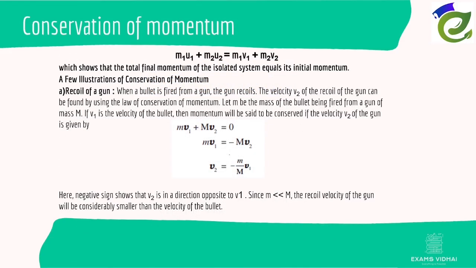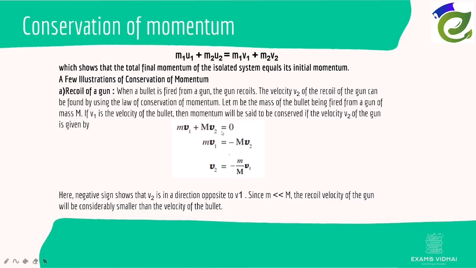Now, going through a few illustrations of conservation of momentum, let's take the recoil of a gun. We need to find the recoil velocity of the gun. The velocity v2, the recoil of the gun, can be found using the law of conservation of momentum. Let m be the mass of the bullet and capital M be the mass of the gun. Similarly, v1 is the velocity of the bullet and v2 is the velocity of the gun.